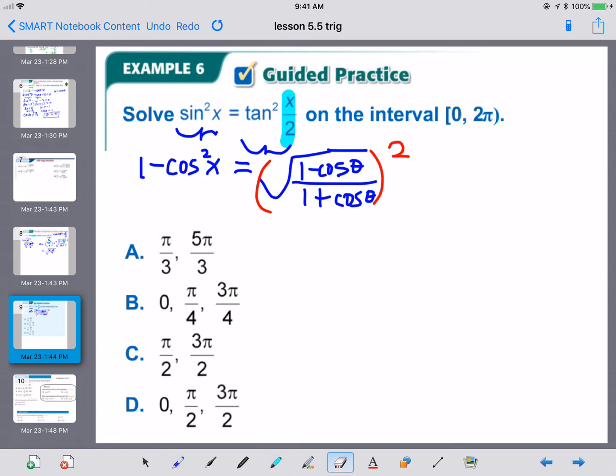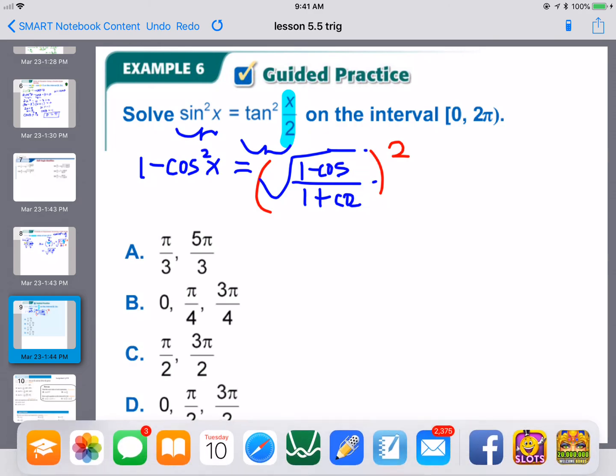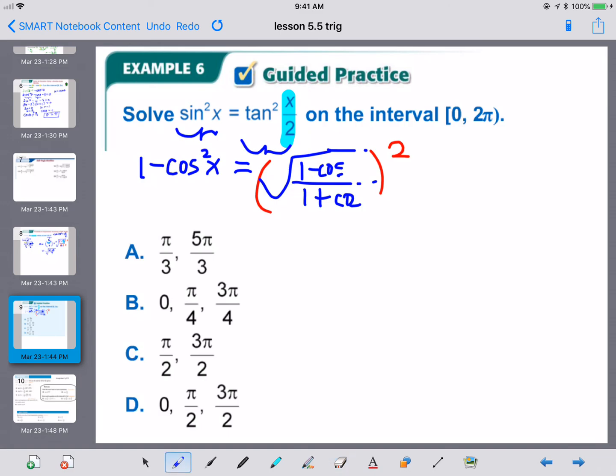And I'm sorry, my variables should all be x's. Let me erase that, make that look nicer. Okay, so let's think about when we square the right side. We're going to get 1 minus cosine squared on the left. The right side, the square root pops out. We get 1 minus cosine of x over 1 plus cosine of x. This is an equation.